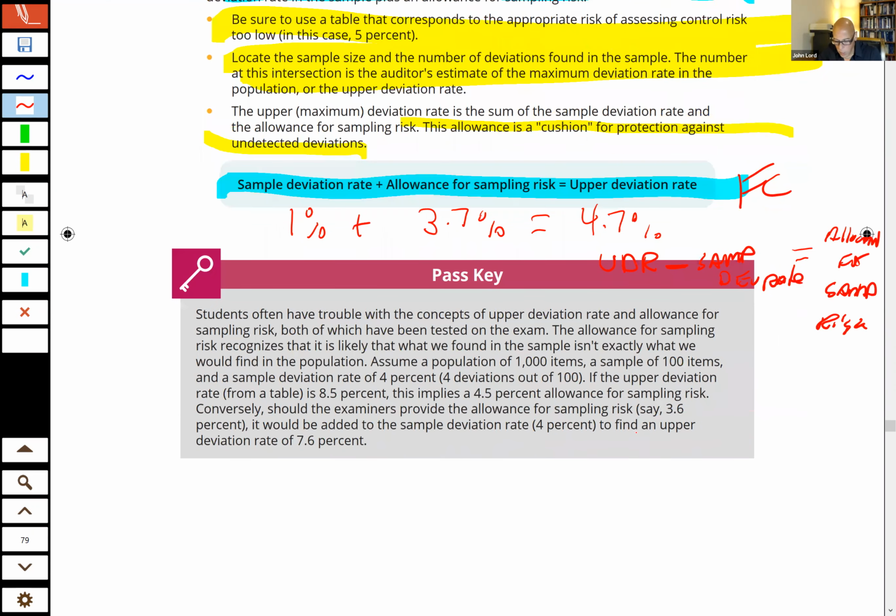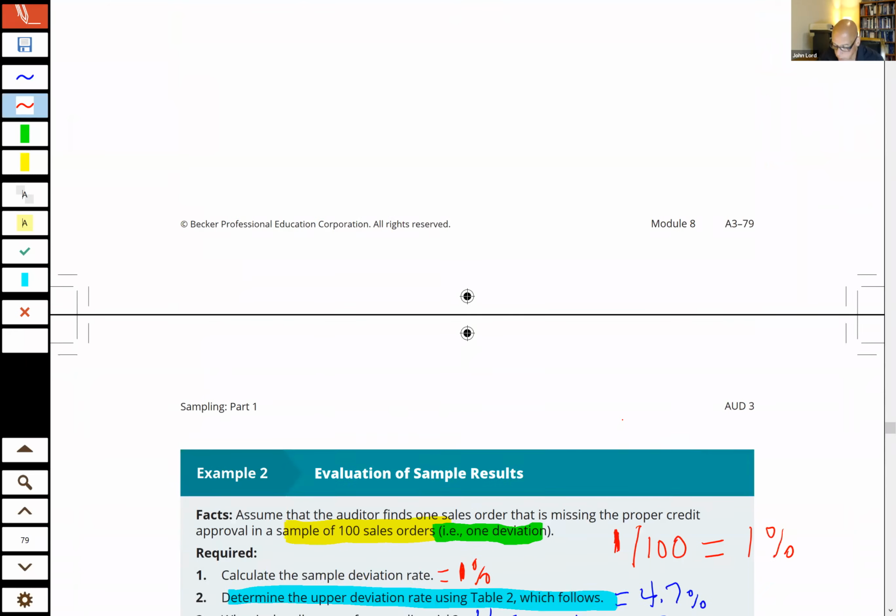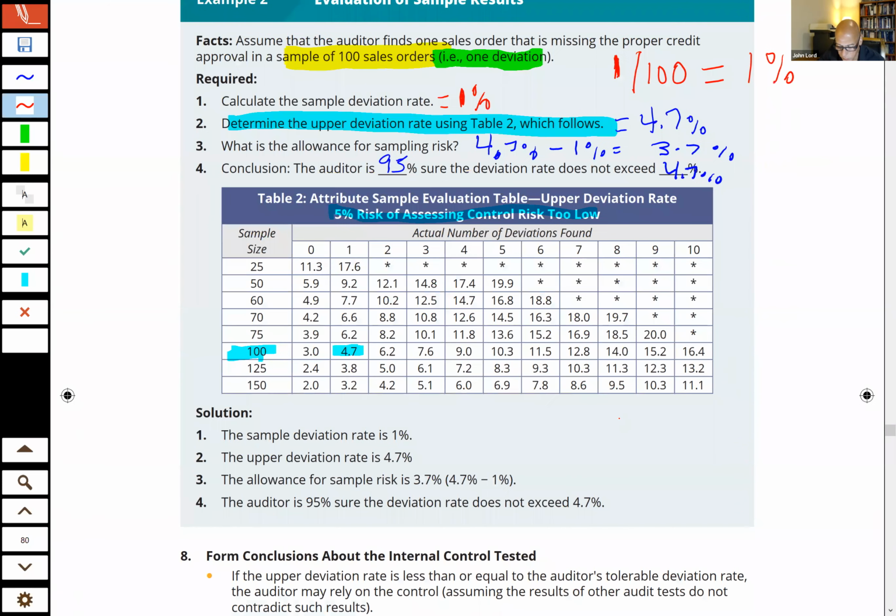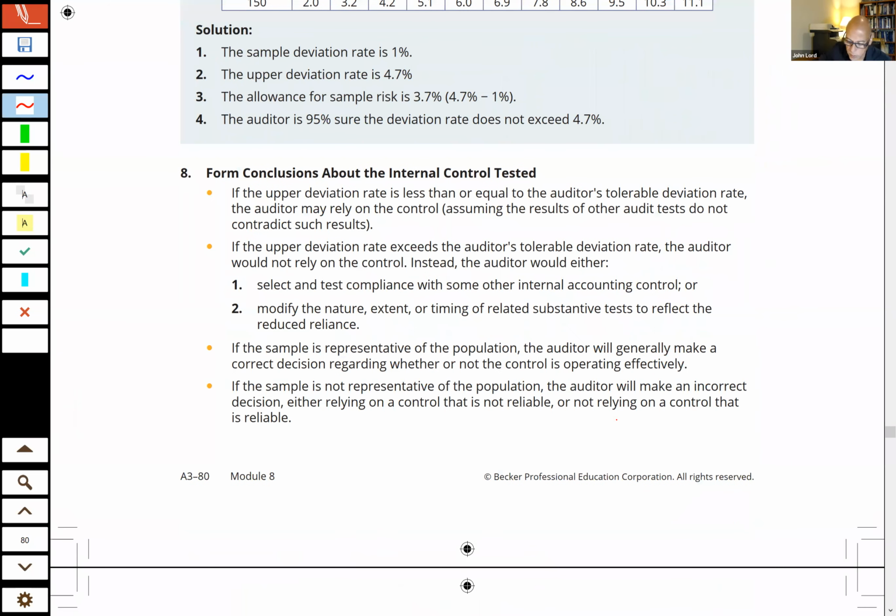Okay, all right, good. Now let's take a look and form a conclusion. We say that if the upper deviation rate is less than or equal to the auditor's tolerable deviation rate, which we would have set during our planning, the auditor may rely on the control. You can flashcard that.